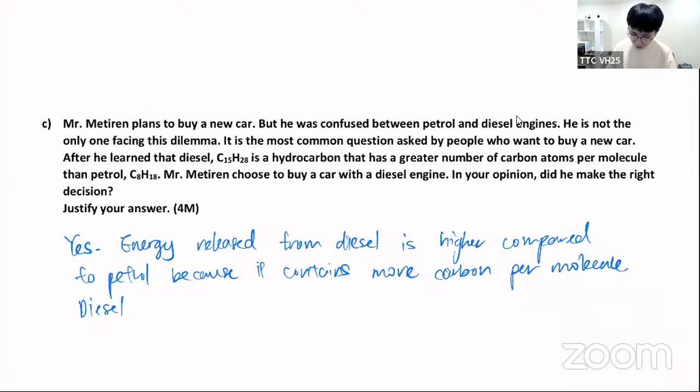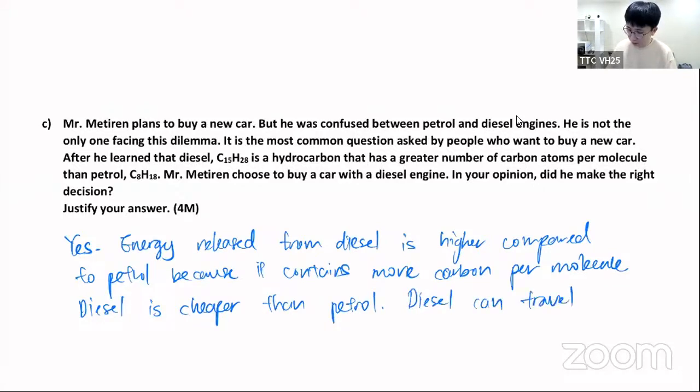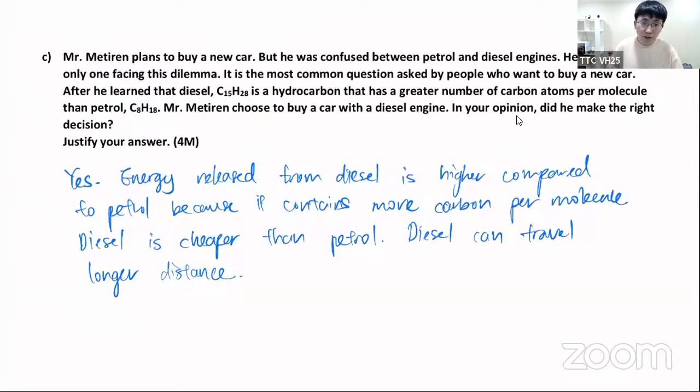Back to here, we can say diesel is cheaper than petrol. And because it has high efficiency, you can say diesel can travel longer distance. Doesn't diesel produce more soot? Yes, that's why our normal cars are built using petrol engines. Because petrol gives you lesser pollution, lesser soot. So it's better for the environment.